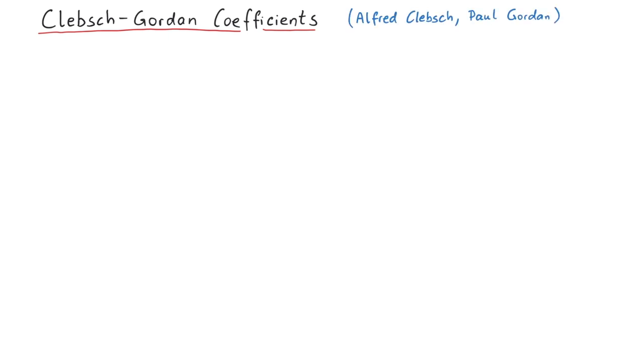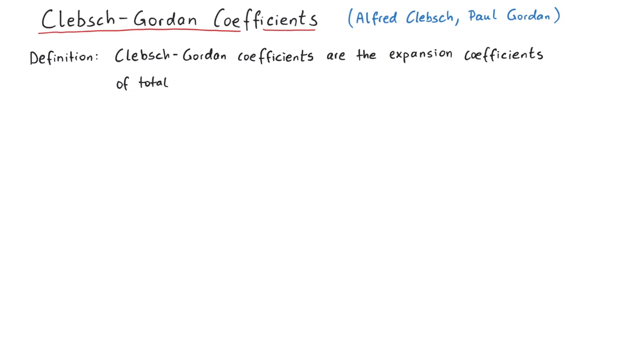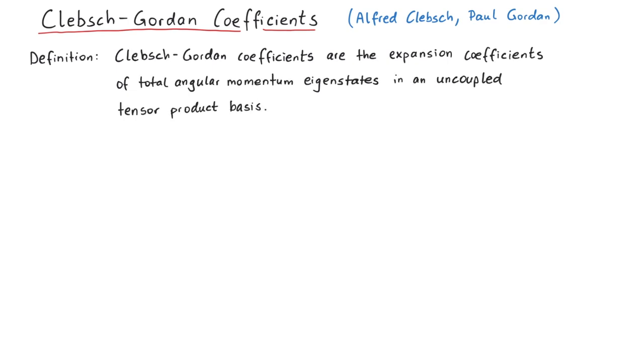In this video, we will talk about Clebsch-Gordan coefficients. We'll discuss their definition and explain how to use them. Clebsch-Gordan coefficients are named after the German mathematicians Alfred Clebsch and Paul Gordan. The coefficients are defined like this. Clebsch-Gordan coefficients are the expansion coefficients of total angular momentum eigenstates in an uncoupled tensor product basis.